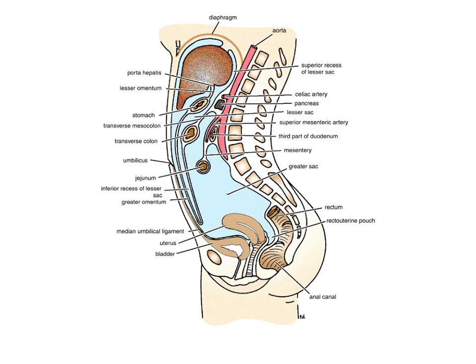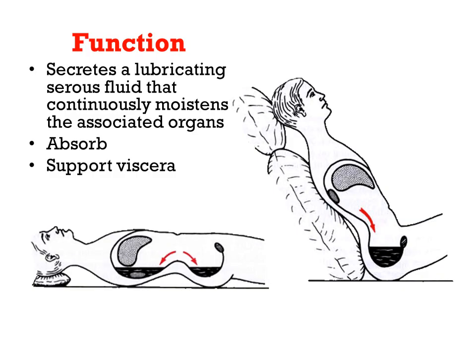And the two folds of the greater omentum are also appearing here. The function of the peritoneum is to secrete lubricating serous fluid that continuously moistens the associated organs, and to absorb and support the viscera.